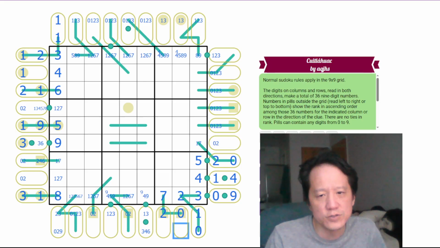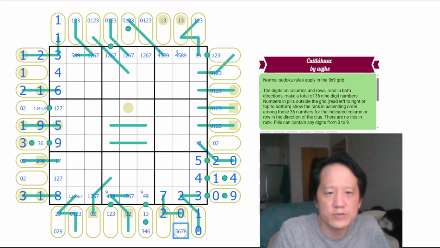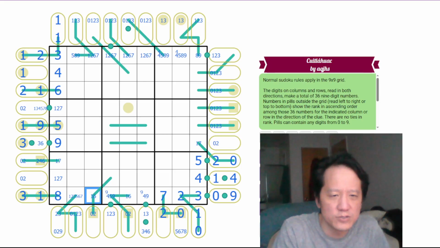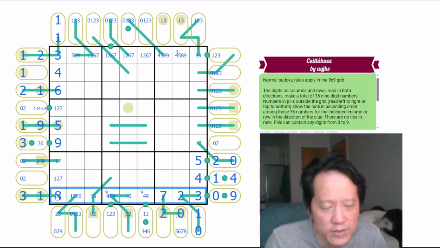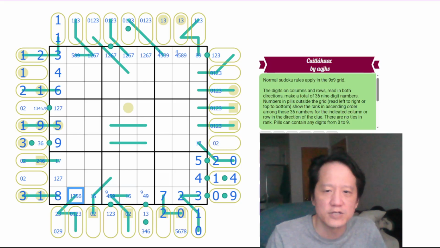This is 2, so this is 5, 6, 7, or 8 here. Do we have a 2 anywhere else? No. So this can't be 2 or 7. This can't be 2 or 7. This can't be 2 or 7. Well, we have a 1, 6 pair now in the row. So this can't be 1 or 6 here. This can't be 3, so this has to be 5 then.